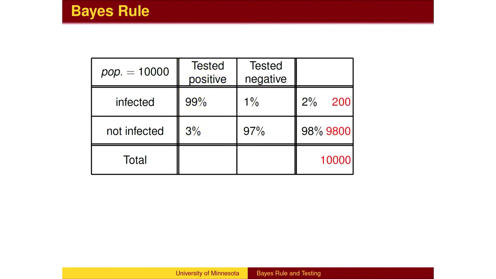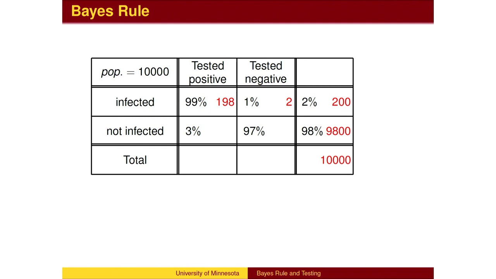Let's start calculating the numbers of individuals in each category. Of the 10,000 people, 2% or 200 are infected. 98% or 9,800 are not infected. When the 200 infected individuals are tested, 99% of them, 198, will test positive. For two individuals, the test is incorrect and shows that they are healthy.